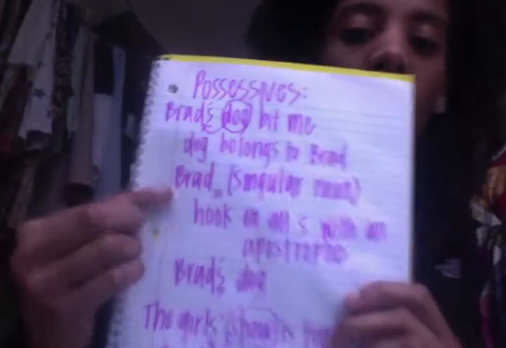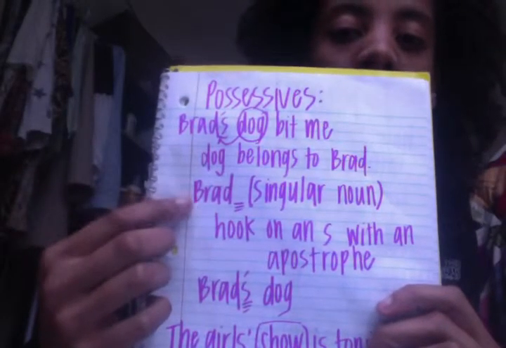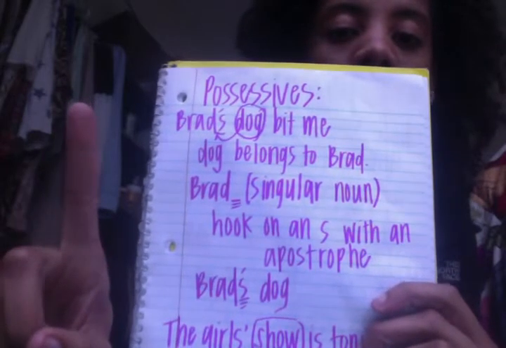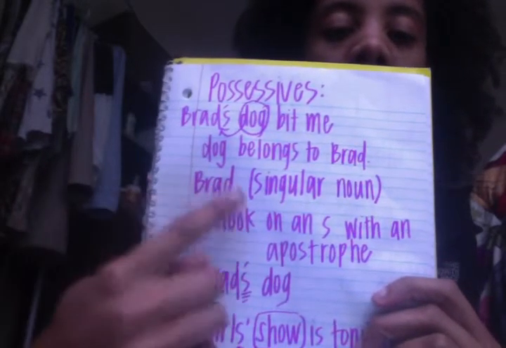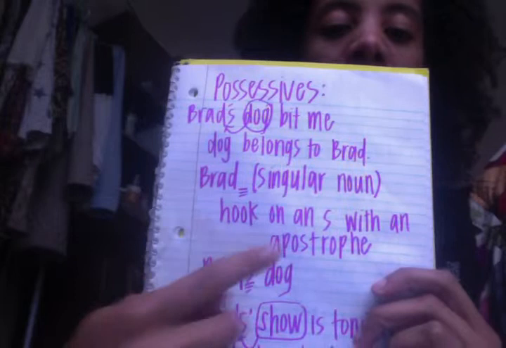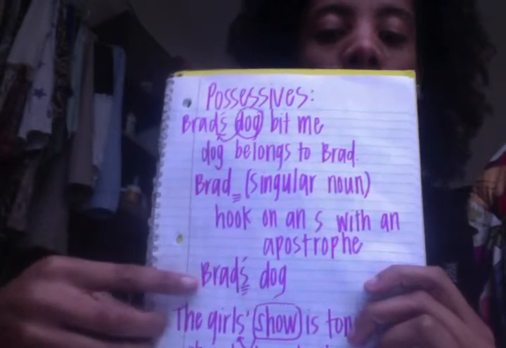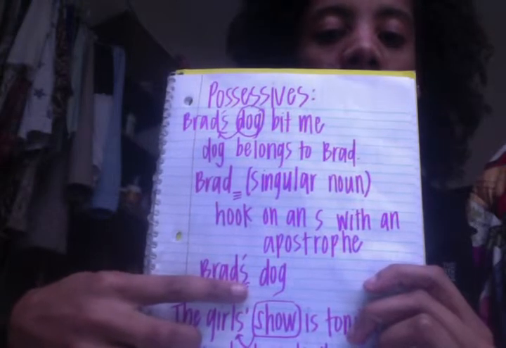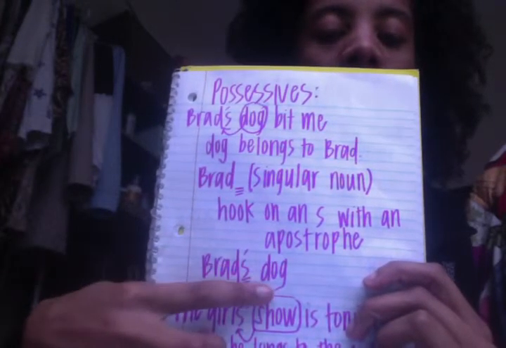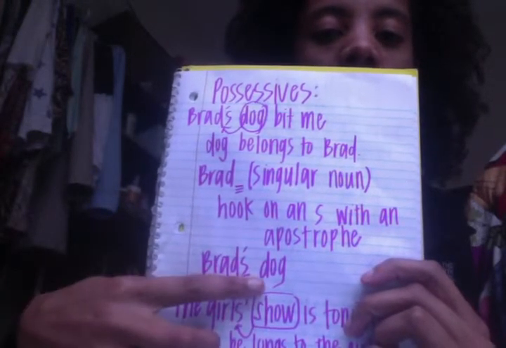And when you have a singular subject and you're trying to make a possessive out of it, you have to hook on the S with an apostrophe. So you have Brad, who is one boy, okay? And because it's singular, you hook on the S with an apostrophe. Brad apostrophe S. Brad's dog.